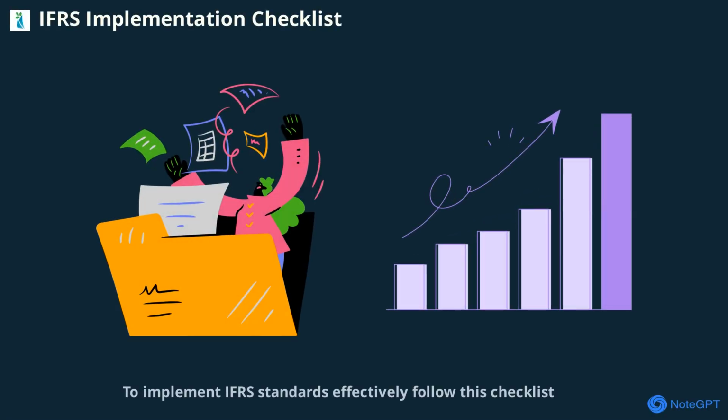Implement IFRS standards effectively. Follow this checklist. Conduct a materiality assessment, map ESG activities, identify data gaps, develop governance, set metrics and targets, monitor progress, and plan for external assurance. Focus on financial materiality and clear connections to business strategy to maximize impact and compliance.